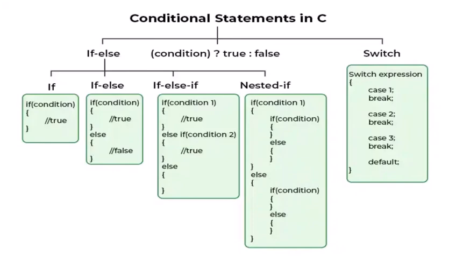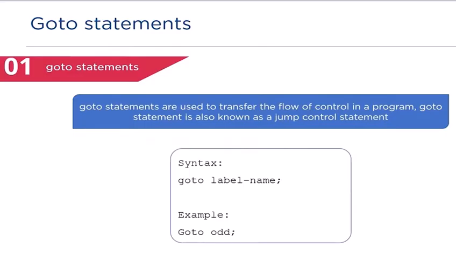Next, goto statements. Goto statements are used to transfer the flow of control in a program. Goto statement is known as a jump control statement. Syntax: goto label_name. Example: goto odd. Or example: goto a specific step.